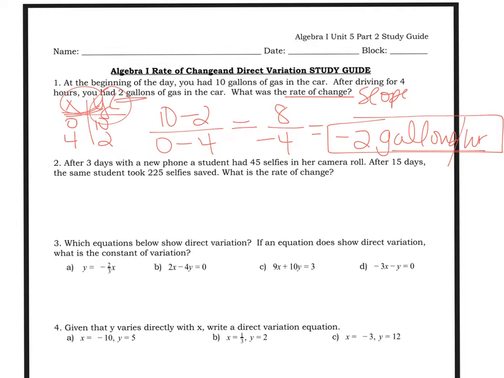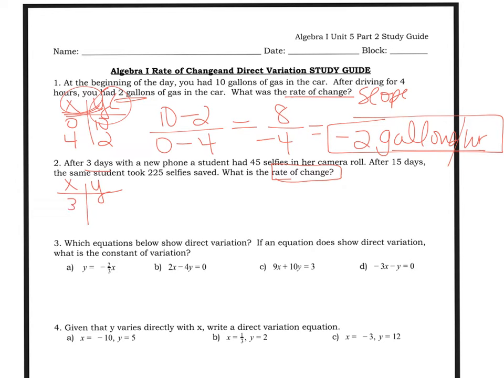So if we go ahead and look at number 2, number 2 says, after 3 days with a new phone, a student had 45 selfies on their camera roll. After 15 days, the same student had 225 selfies. What is the average rate of change? So I see rate of change, I know that means slope, so I'm going to draw a table. X is usually time, so I have days.